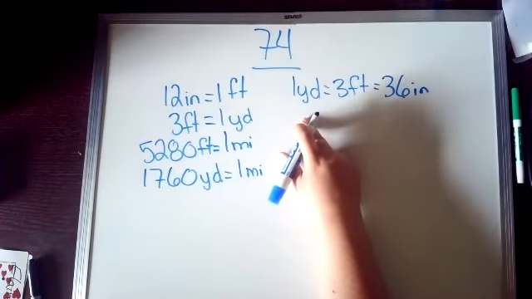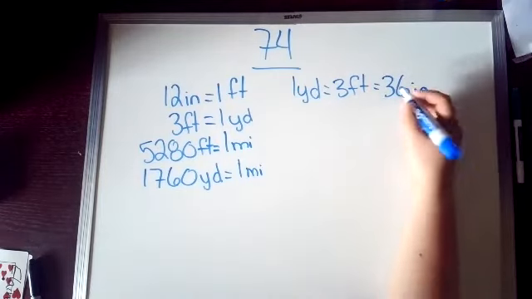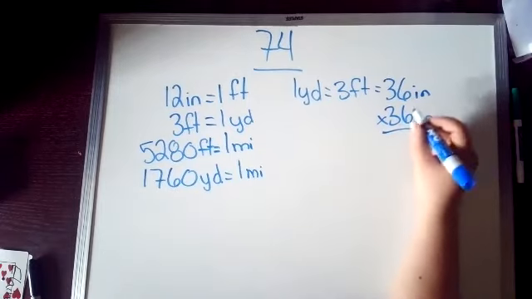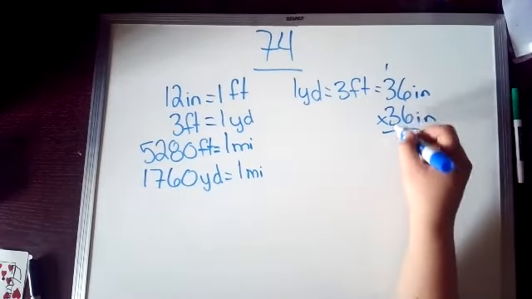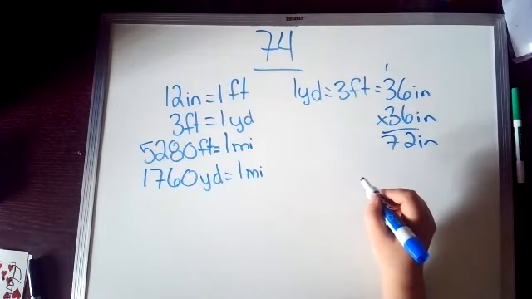Well, the question said 2 yards. So I now need 2 of these. So 36 plus 36, or 36 times 2, whichever one you would like to do. You do your math, 6, 7, and you get 72 inches. So there are 72 inches in 2 yards.